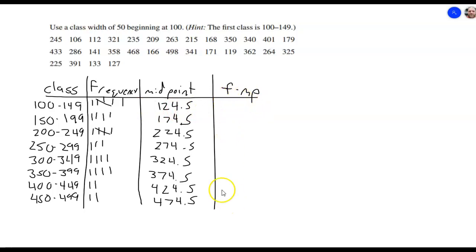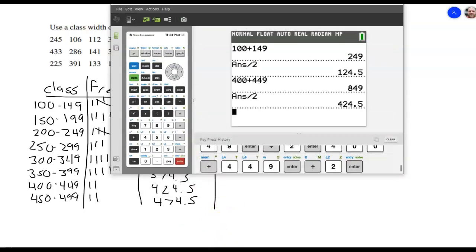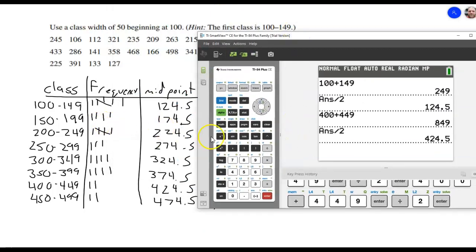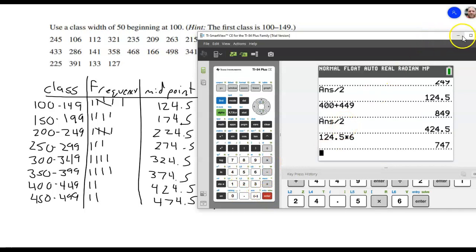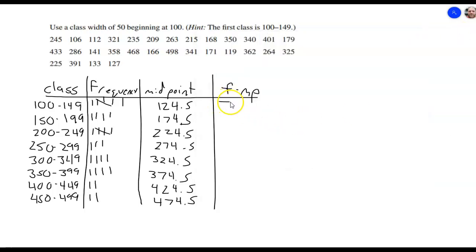So you're going to do all of that. I'm going to do the first couple for you. For the first one, we take 124.5 times 6, and I get 747. So this is going to be 747. And then you're going to do the same thing to all of these, the frequency times the midpoint. I'm not going to finish this. I want you to do this as an exercise. Make sure you get the right answer.